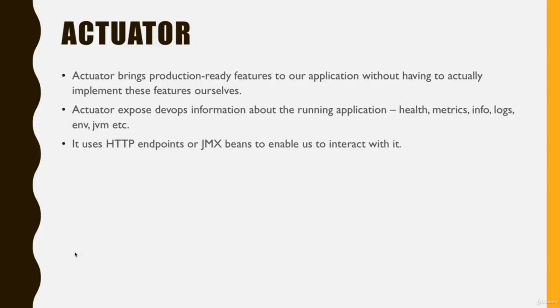What is actuator? Actuator brings production ready features to our application without having to actually implement those features by ourselves. What does it expose? It exposes a lot of DevOps operations information while running the application, like health, metrics, info, logs, environment, JVM. You can shut down your application as well through REST endpoints, and in Spring Boot 2 you can write your own REST endpoint and expose it to actuator.